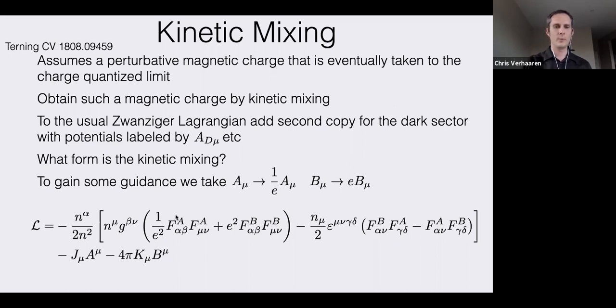And we see that the FA term has a 1 over e squared, which we'd kind of expect. That's one of the familiar ways of normalizing F mu nu in QED. But FB goes like e squared.